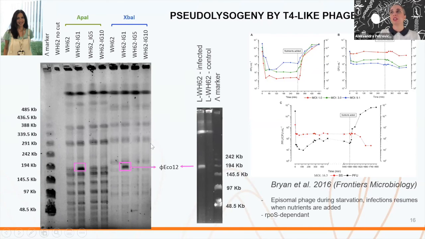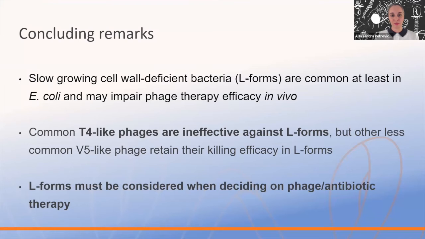And we also identified a few genes that are potentially involved in pseudolysogeny. Other people also showed before that stationary phase bacteria support this pseudolysogenic state of T4-like phages, that T4 persist as episomes during starvation, and that infection resumes when bacteria reach more appropriate conditions, and that this is all regulated by RpoS, which we showed previously is definitely upregulated in L forms.